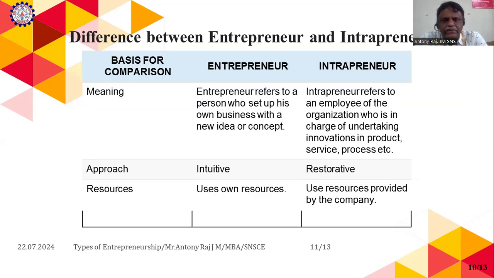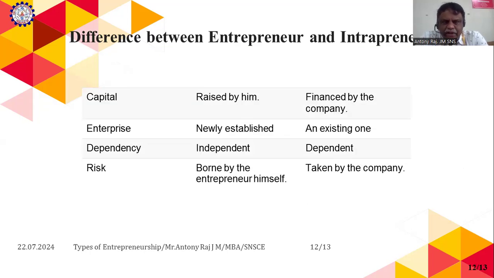So these are some of the differences between an entrepreneur and an intrapreneur. Typically an entrepreneur is going to use his own resources, but an intrapreneur is going to use the resources provided by the company. That's a very big difference. The capital is the same: for an entrepreneur it is raised by him, but for an intrapreneur the company is going to finance all the work.